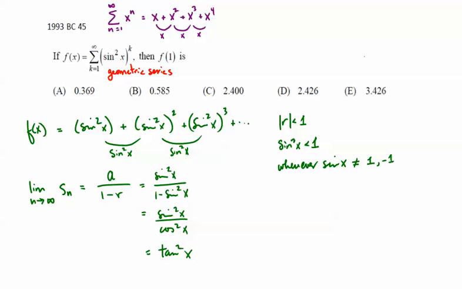To find f of 1, it would just be tangent square of 1, and we can use our graphing calculator to find that. Make sure you're in radian mode, and the answer is going to be 2.426, rounded to 3 decimal places.